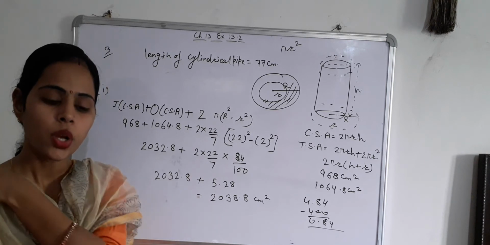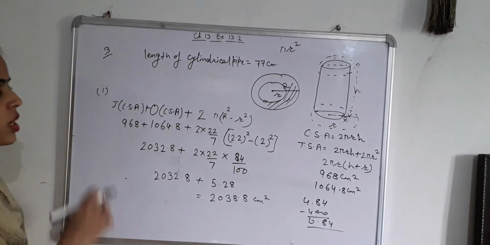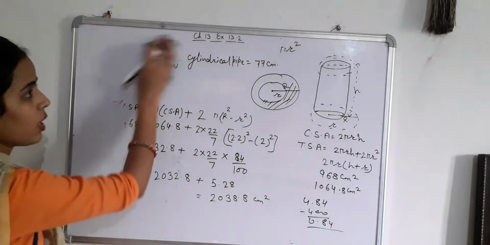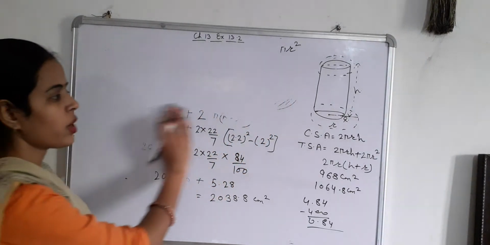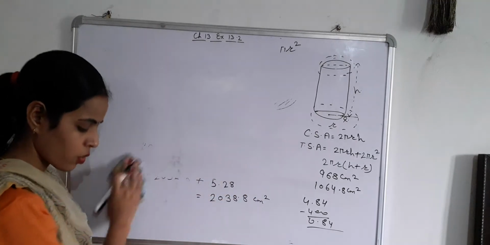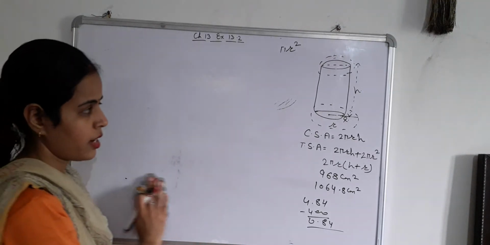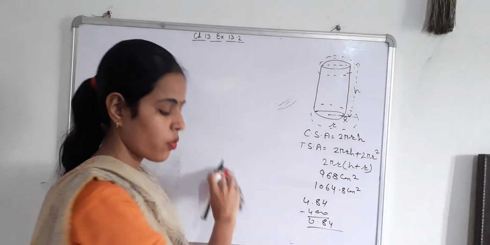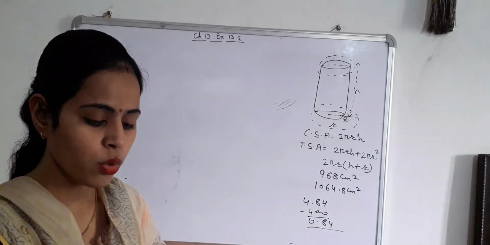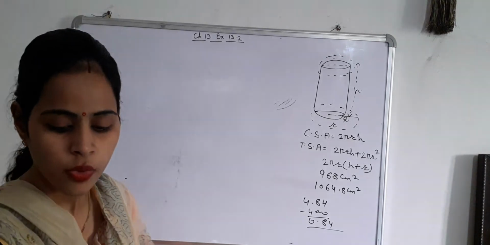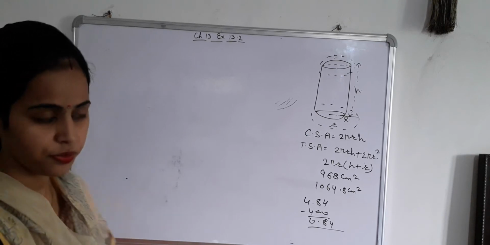Now we are going towards question number 4. First, may I erase question number 3. Question number 4: the diameter of a roller is 84 centimeter and its length is 120 centimeter. It takes 500 complete revolutions to move once over to level a playground. Find the area of the playground in meter square.